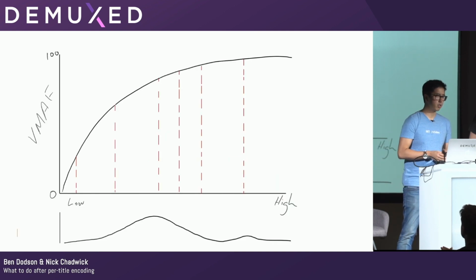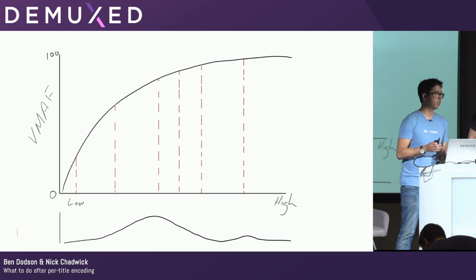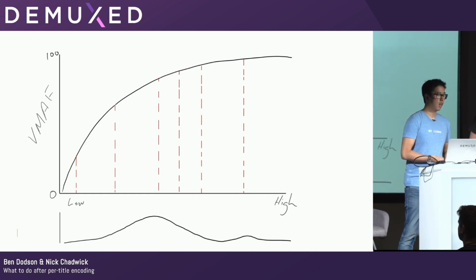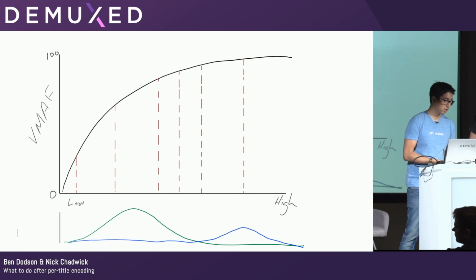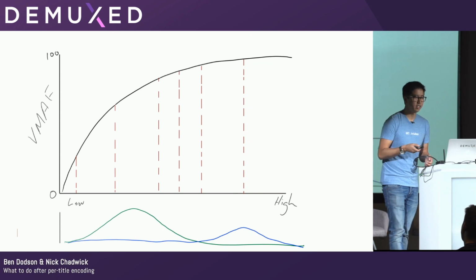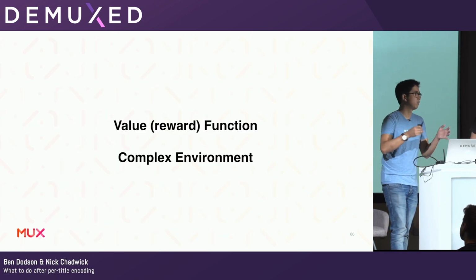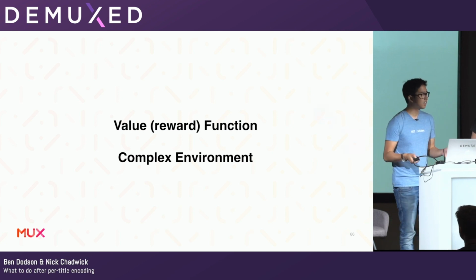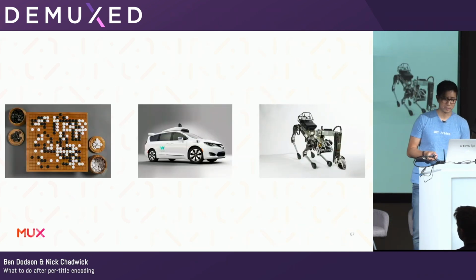And while you're juggling that, there are other factors that you have to consider as well. Like with your bandwidth distribution, it's not necessarily the same bandwidth distribution for every single video. You could have different viewer populations with very different bandwidth distributions, and you have to take that into account as well. So we're left with this state in which we have a value or reward function and a complex environment, and suddenly that AI is looking much more appealing.